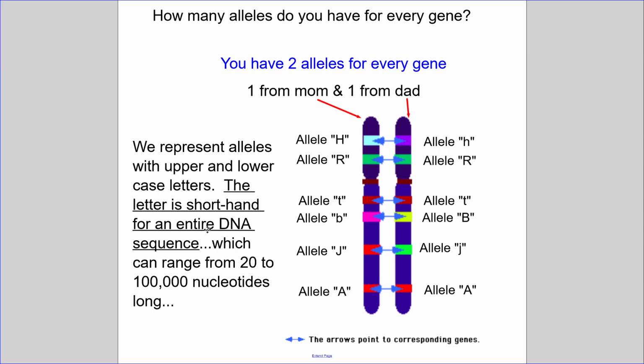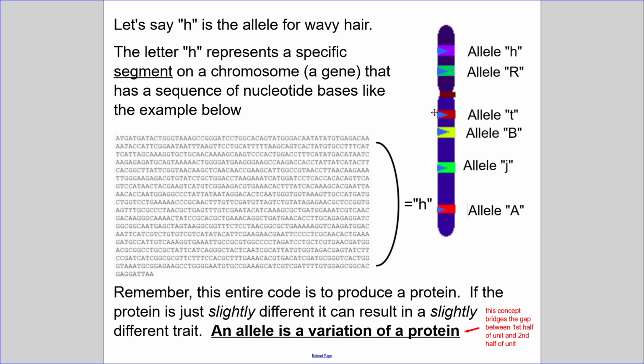Remember, DNA sequences that code for proteins are huge. They can range from 20 to 100,000 nucleotides long. So when you're looking at this H right here, this allele H, try to remember that that's an extraordinary amount of information. It would look something like this. Here's your A's, T's, C's, G's all in a row, and all of this combination codes for one of those alleles.